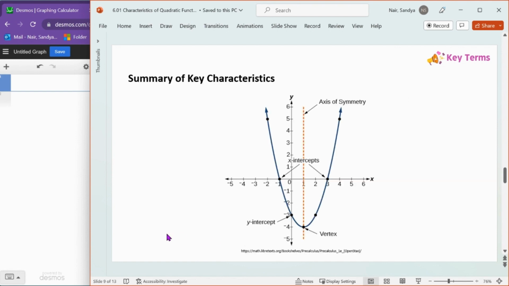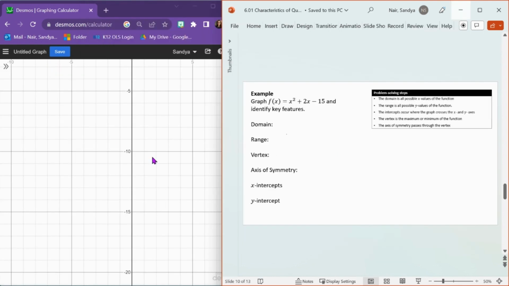So here's a summary of the key characteristics all in this diagram here. When we're looking at a parabola, we want to first find the vertex, and then remember the axis of symmetry will pass through the vertex. Wherever the graph crosses the x-axis, we'll have an x-intercept, and wherever the graph crosses the y-axis, we'll have a y-intercept. So let's practice with some examples now.